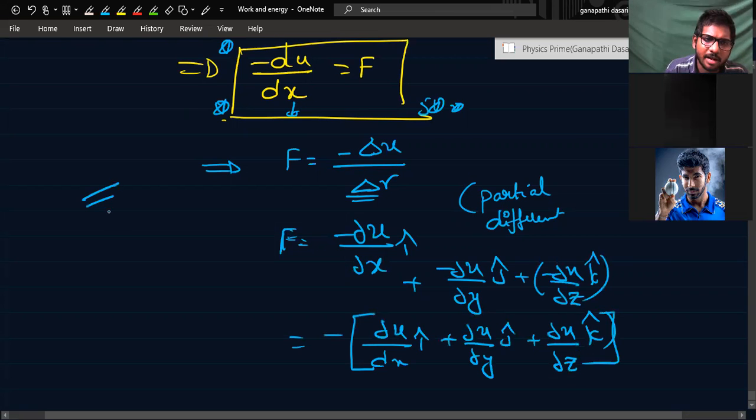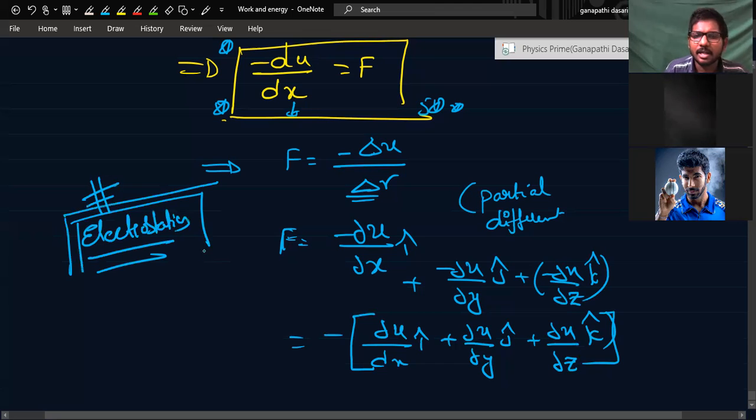In future you'll find this in electrostatics similarly. Problems are asked on electrostatics and also in this topic with respect to this concept. If U is a function given in x, y, z, then they'll ask what is the conservative force. You need to differentiate with respect to x into i cap, with respect to y into j cap, with respect to z into k cap, and whole minus. Then you will get the conservative force. You got it?